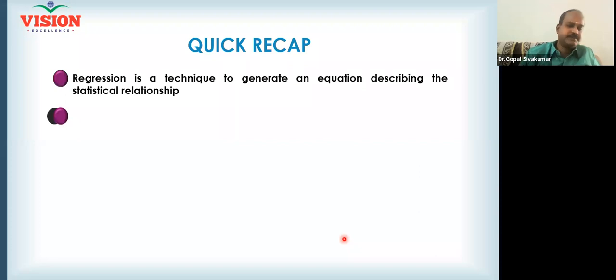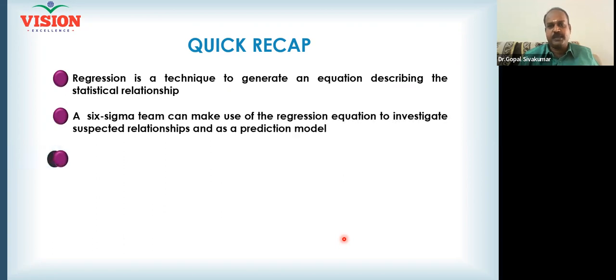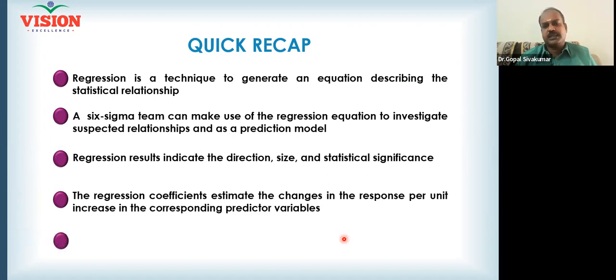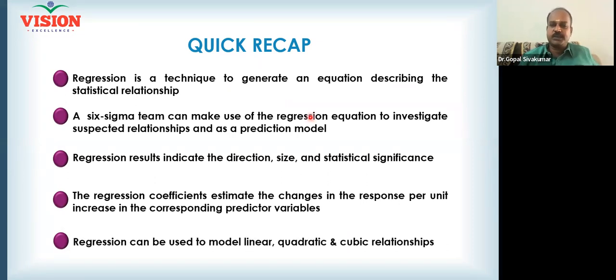So regression is a technique. You can use it to generate an equation describing the statistical relationship between X and Y. As a Six Sigma team, you can make use of regression to investigate any suspected relationship. And if the predicted R square is healthy, you can also use the regression for prediction purposes. Regression results indicate the direction, size, as well as statistical significance. The regression coefficient will estimate the change in the response variable for a unit increase in the corresponding predictor variable, the X variable. Regression can be used to model linear, quadratic, cubic relationships, or even higher order relationships.